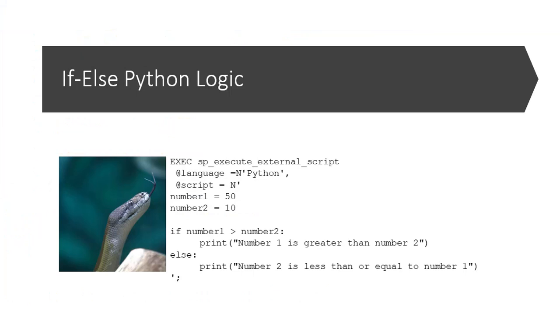This example is going to illustrate the if-else Python logic. We execute the stored procedure for the external script as we've done in all the examples. Set the language equal to Python, and we're using Unicode. We set the number 1 equal to 50, and the number 2 equal to 10. We then have an if-else statement. If number 1 is greater than number 2, print this string that starts right here. Else, print another string. It's really important to pay attention to this tab or this spacing, because in Python, it's crucial and it won't work if you don't do it.